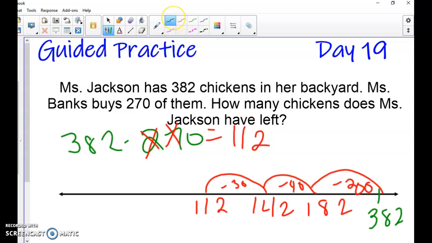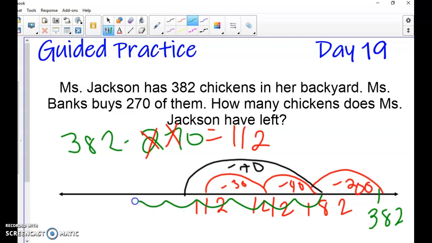You could have also solved in just one big jump of 70. Or you could have done small jumps of 10, 7 jumps of 10. However you want to do it. You can break it apart into 2 smaller numbers like I did, or you can break it apart into 7 tens, or you can just do one big jump of 70. Practice it, try it, figure out what works best for you.